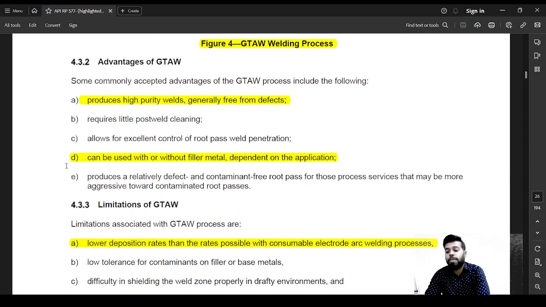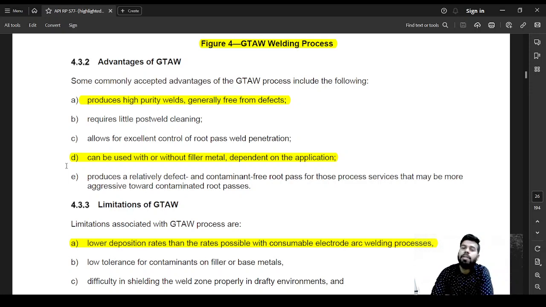Advantages: GTAW is one of the best kinds of welding process if you want a very clean weld. It is one of the best processes because the operator has a higher degree of control over the welding arc. So it produces a high purity weld, generally free from defects, and requires little post weld cleaning because there is no slag to clean. It allows for excellent control of the root pass weldment. In most cases the root pass is done by TIG welding or tungsten arc welding, and the additional filler passes can be done by some other processes which are going to be much faster.